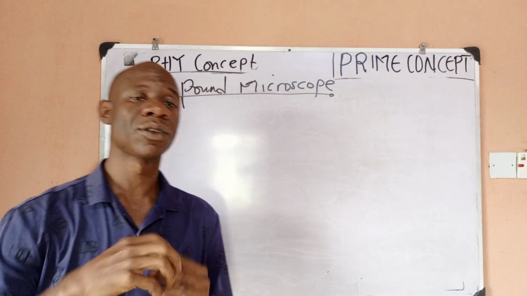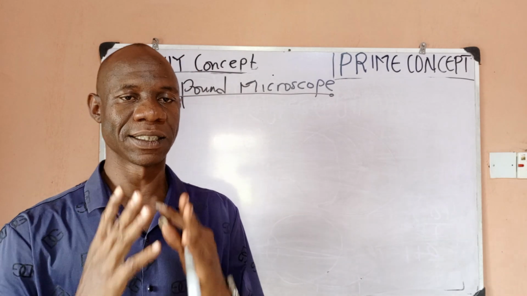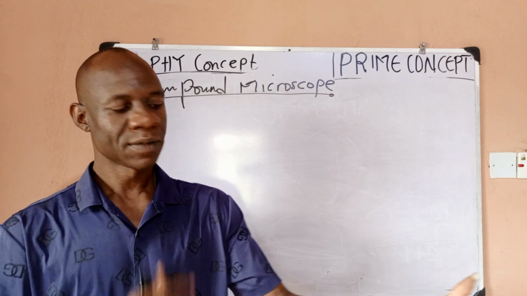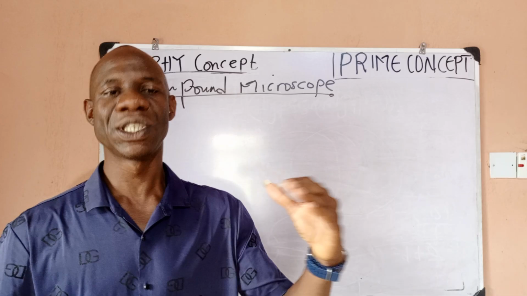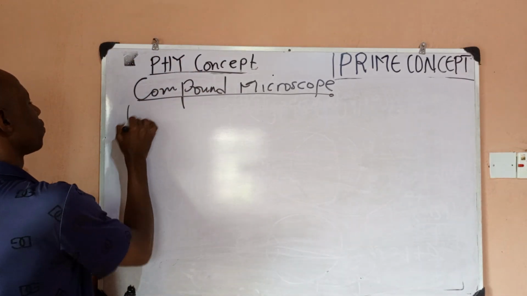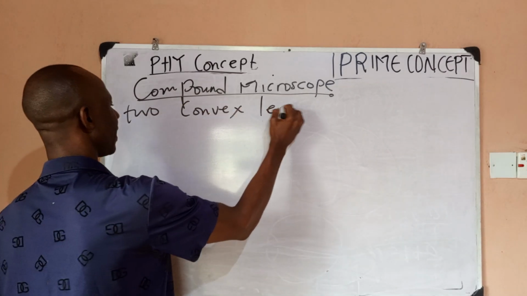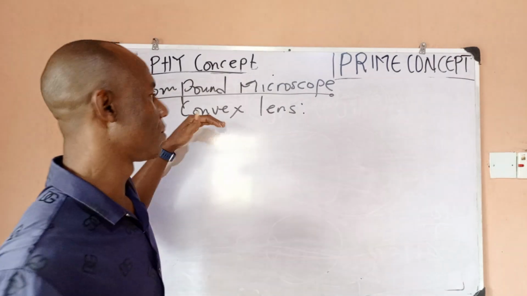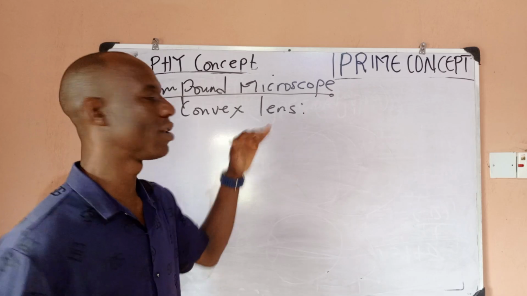A compound microscope is made of two convex lenses. Now, one lens is usually close to the object, and this lens that is close to the object is known as objective lens. So a compound microscope is made of two convex lenses. So while you're watching, please do well to take notes because I'll just be giving the explanation and highlighting the points on the board so that I don't waste time.